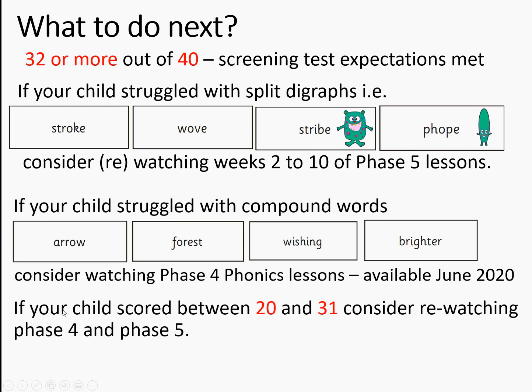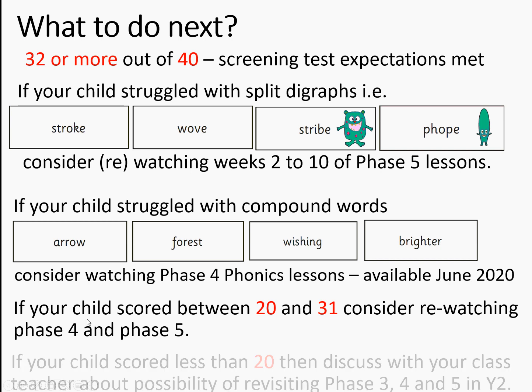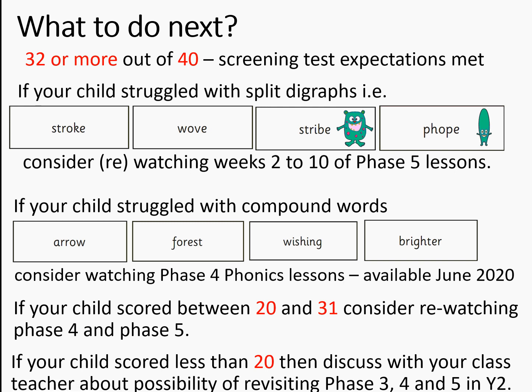And then finally, if your child scored between 20 and 31, you could reconsider watching Phase 4 and Phase 5. It's not essential, and especially if your child's scoring around the high 20s, low 30s, because this wasn't a proper test. And they've missed some work anyway. If your child is scoring less than 20, then it probably is worth talking to your class teacher. Chances are they'll already know that, and there will be the possibility of them revisiting Phase 3, 4 and 5 in Year 2, or just Phase 4 and 5, depending on how they did, because the teachers will analyse and there will be a check on this at some stage.